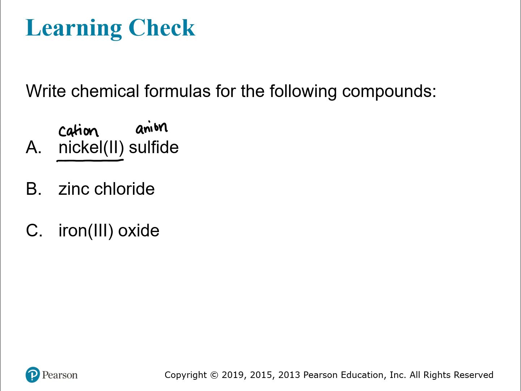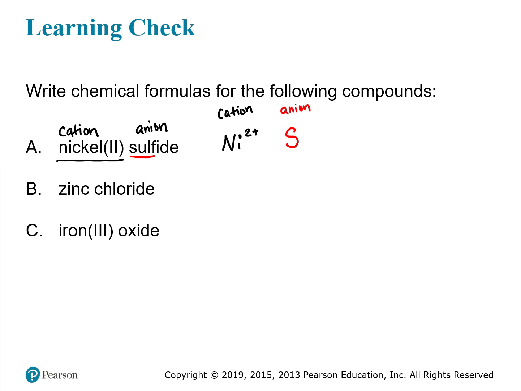We'll work with the cation first. Nickel is the metal. Its symbol is Ni. The Roman numeral 2 in parentheses tells us what charge it is. For the anion, we have to do a little bit more work. The first syllable of this word is sulf. That comes from the element sulfur. But this name doesn't tell us what the charge is.